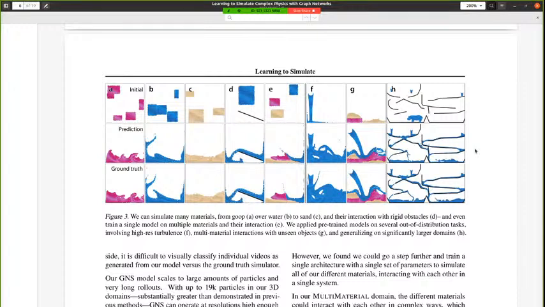One more question from the chat. Johannes asks, is it possible to check momentum and energy conservation? That's a good one. I don't know. I honestly don't know right now.